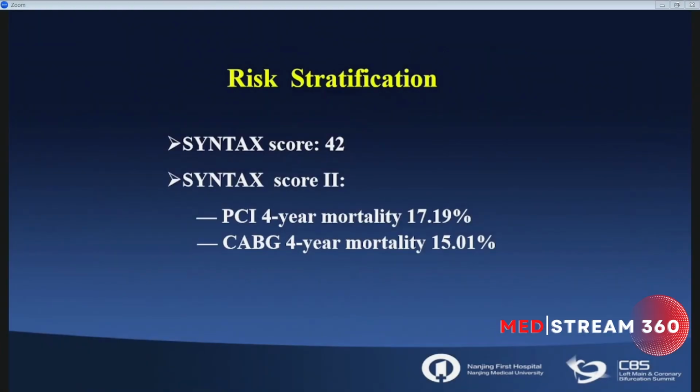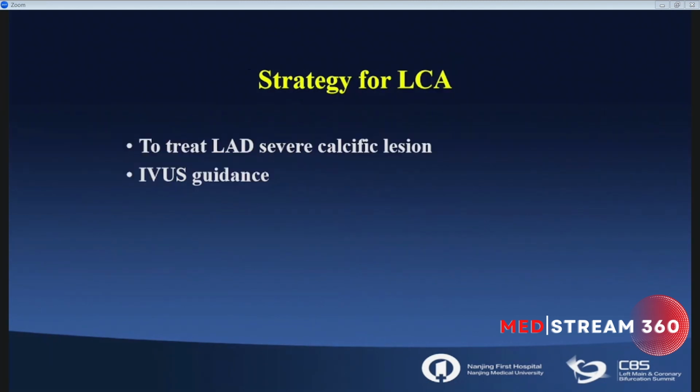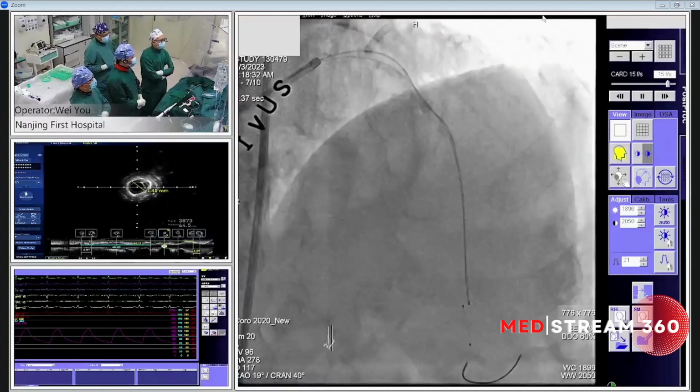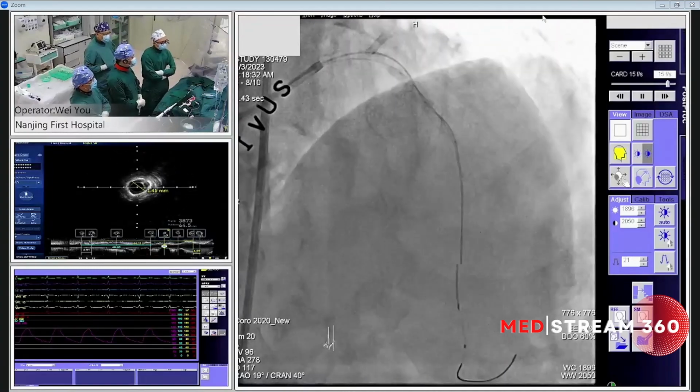Then we use the SYNTAX score to evaluate and stratify the patient. We see the SYNTAX score is very high, but the patient is older and reluctant to accept CABG. So we choose the PCI strategy for this patient. I think from the IVUS imaging, Dr. Pan has interpreted it very clearly.